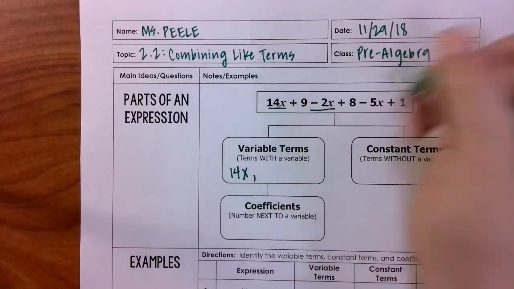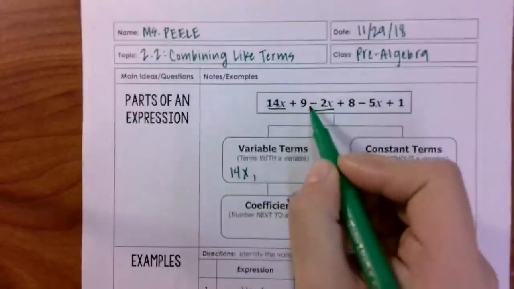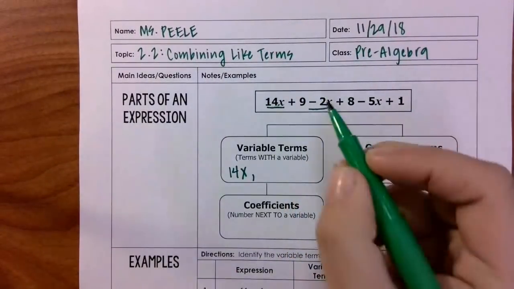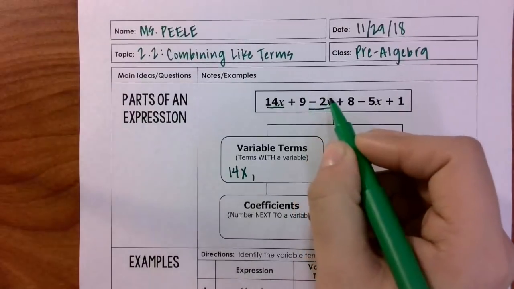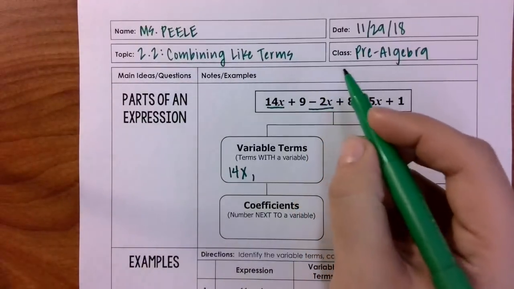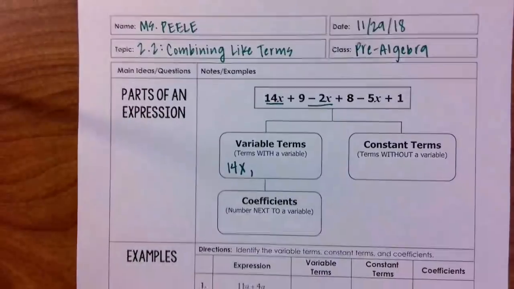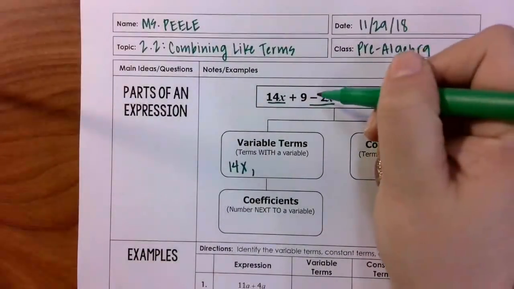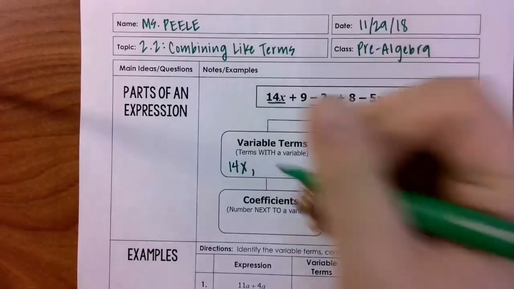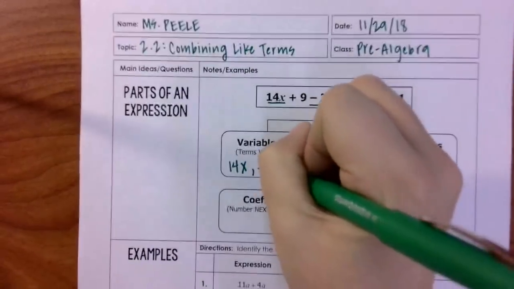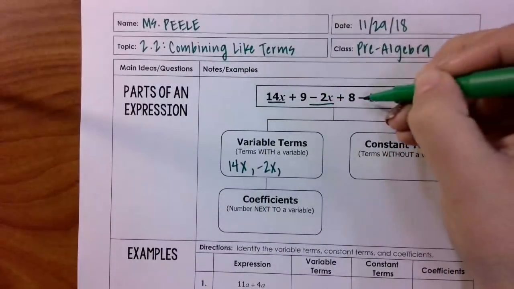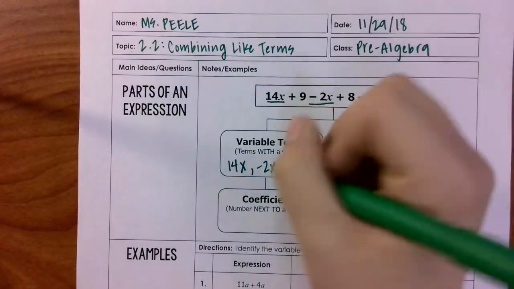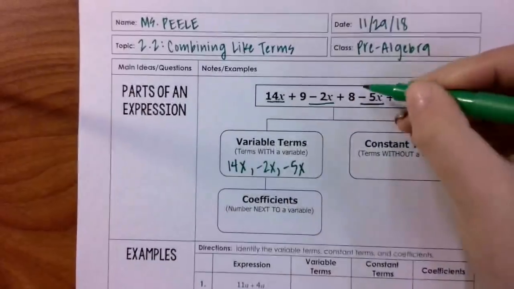2x. Now, here's what's important. Whatever's in front of the term goes with the term. So even though a lot of you see subtraction signs, subtraction signs and negative signs go hand in hand in algebra. So this term right here, 2x, is actually going to be negative 2x. That's really important. Please make sure you're paying attention to that. Now, the next variable term is going to be negative 5x. Whatever's in front of it goes with it.